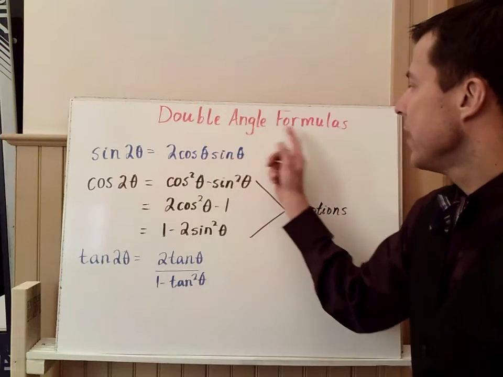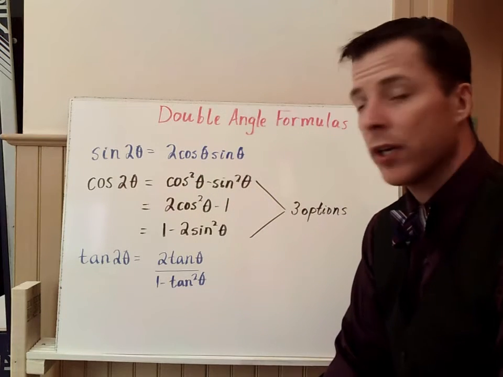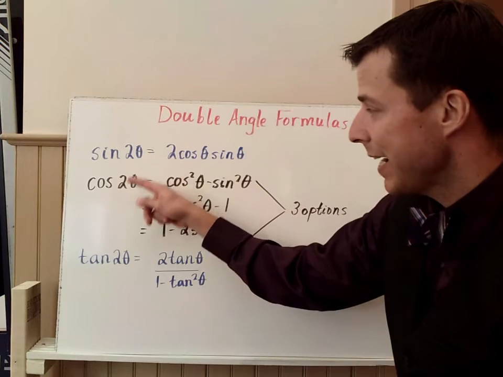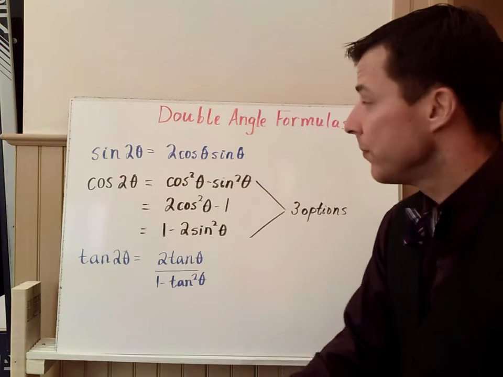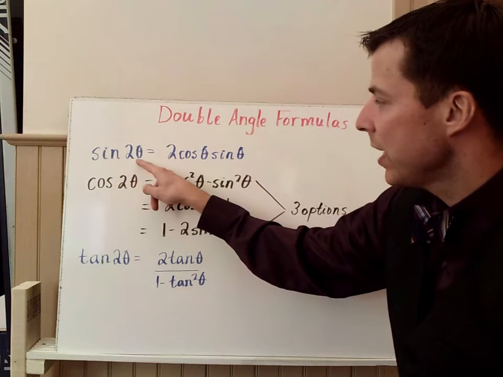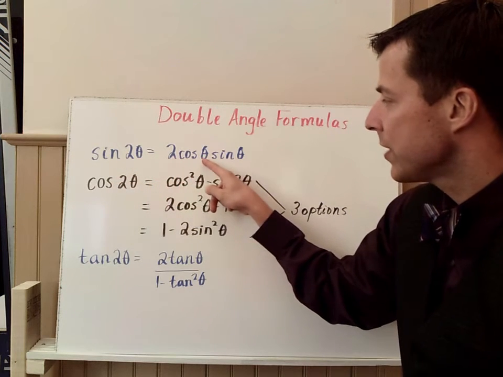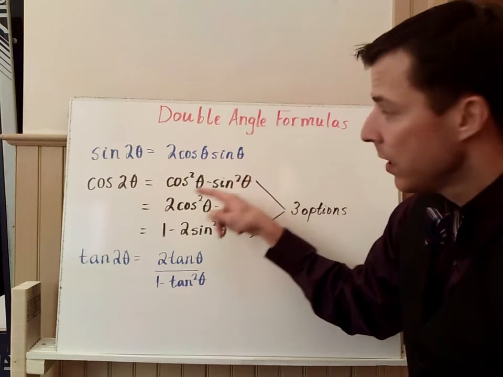All right, guys, welcome to the double angle formula. So again, we're going to have double angle formulas for sine, cosine, and tangent, okay? So we're talking about doubling an angle, okay? So the sine of 2 theta is going to be equal to 2 cosine theta sine theta.